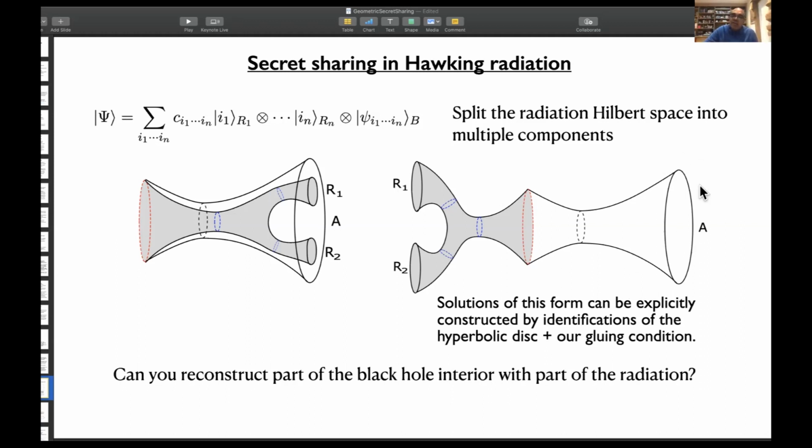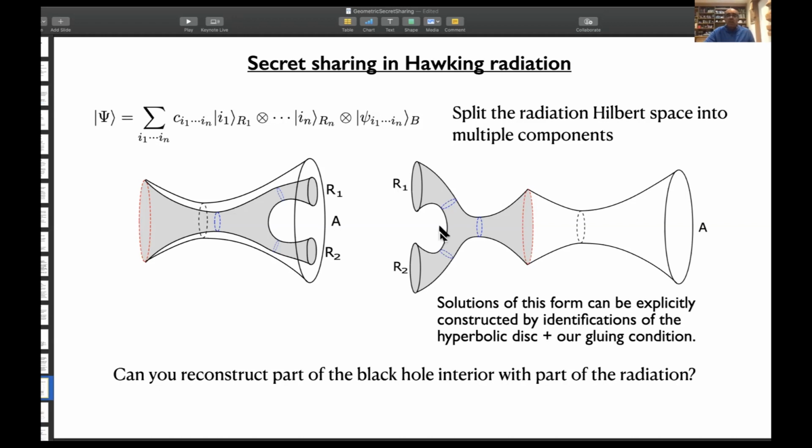You have the real side, there's the end of the world brane, and then on the other side I have two reservoirs that have collected the radiation instead of one. You could imagine this, if you wish, to be R1 as early time radiation, and R2 to be late time radiation. Anyway, there are two reservoirs that have collected it. So we would like to ask the question, suppose I gave you only part of the radiation, can you reconstruct a part of the black hole with part of the radiation? Do you have partial islands that can develop?